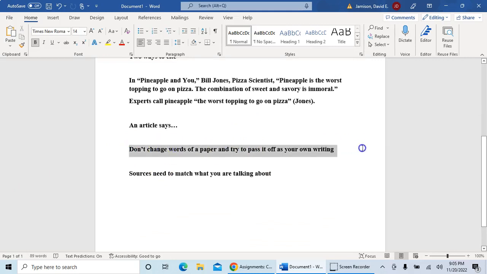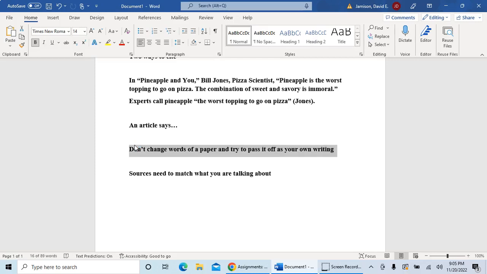Another piece of feedback, this is really important. Don't just change the words of a paper and try to pass it off as your own writing. Because if you've changed the words, but the ideas are still someone else's, and especially if you don't understand everything that they're talking about, then that's not your paper. That's the other person's paper with different words.